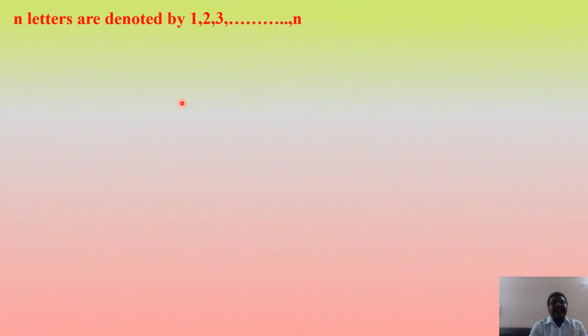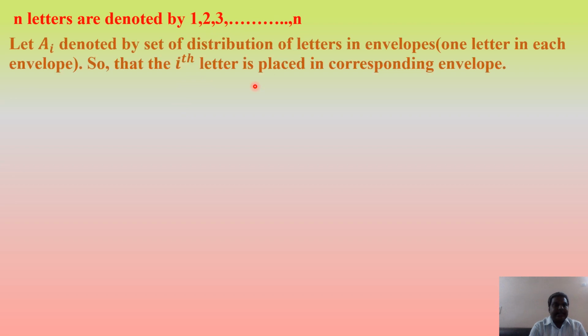N letters are denoted by 1, 2, 3 and so on up to n. These are my n letters. This is the first step, a very, very important construction point. Let Ai denote the set of distributions of letters in envelopes, one letter in one envelope, such that the ith letter is placed in the corresponding envelope. What is my Ai? This is one set.